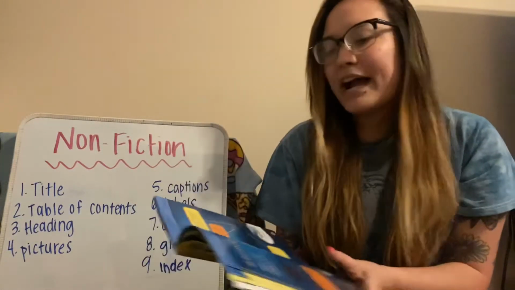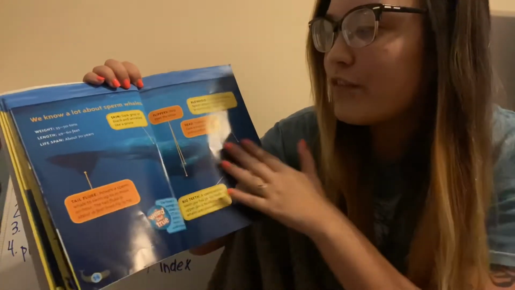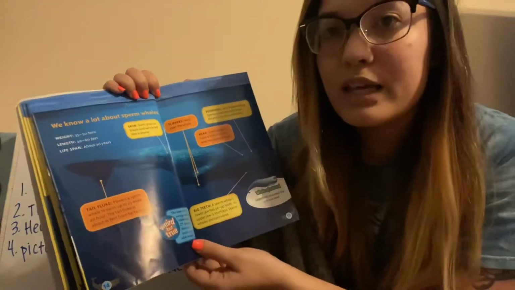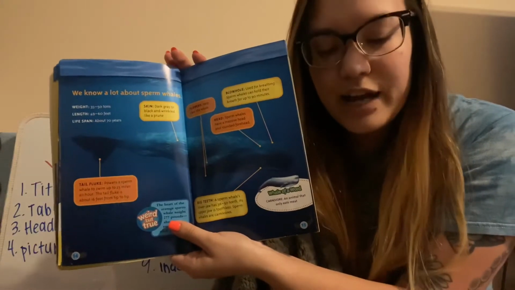All right, so diagrams. So check this out. Here is a diagram of a whale. I'll give y'all a second to look at it. And a diagram is just a larger picture that has labels all throughout and tells you about the picture. So we have a picture of a sperm whale here, and then every single box gives us a different part of the whale's body and goes into a little bit more detail about the whale's body. So this would be an example of a diagram.